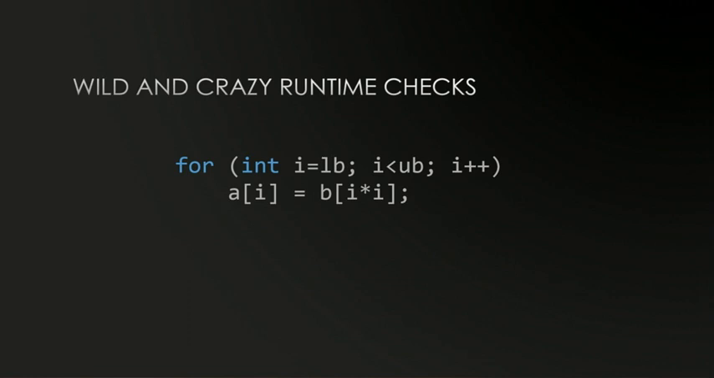Right, so I've changed two things in here. One is now B sub I multiplied by I, but I've also changed the loop bounds, right? I goes from some lower bound up until I goes to some upper bound. I think this stuff is really interesting.